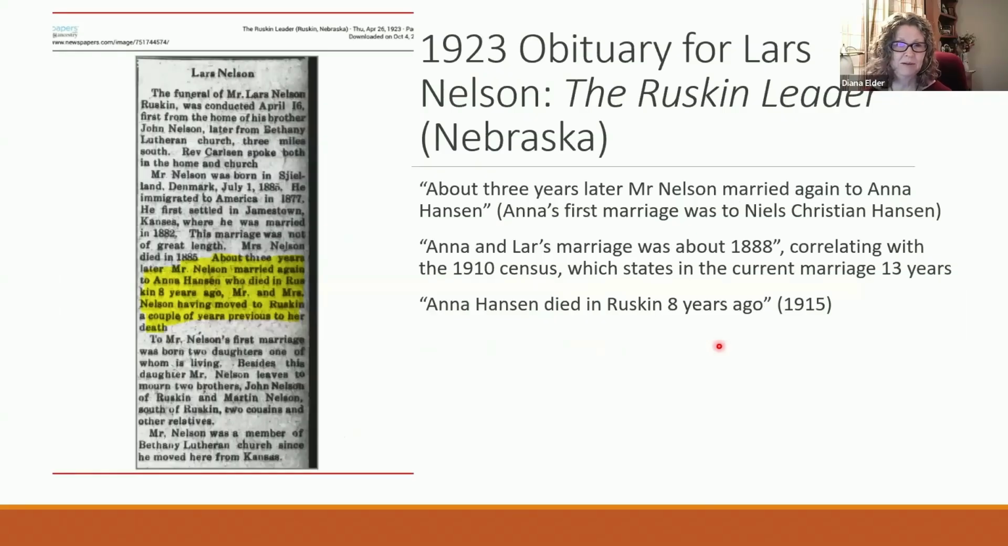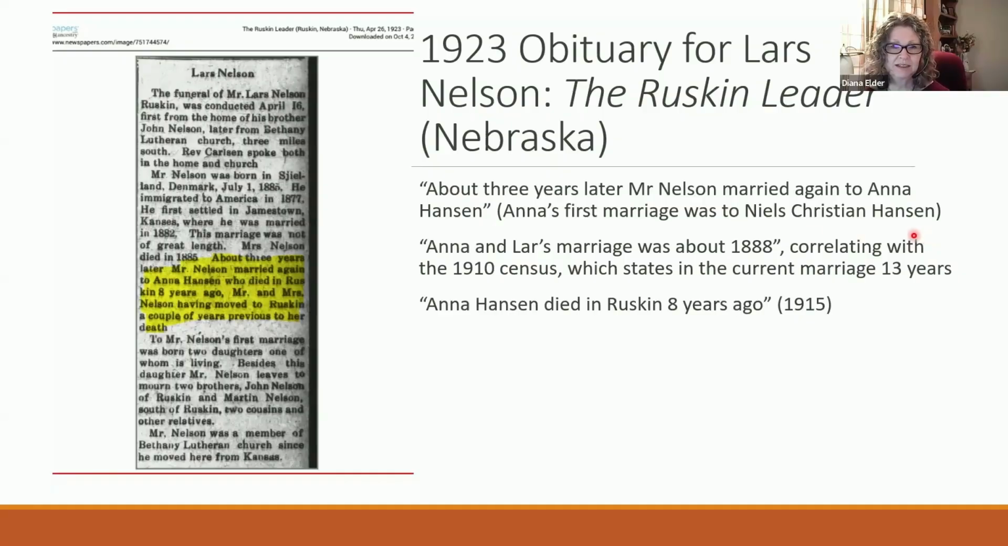And then finally, we have an obituary for Lars. He dies, and the Ruskin Leader, which is out of Nebraska, says, about 3 years later, that his first marriage didn't last long, the wife died, and that Mr. Nelson married again to Anna Hansen. Now, if you remember back to when we first started talking, Anna's first marriage was to a Niels Christian Hansen. So she would have been Anna Hansen at the time of her second marriage to Lars Nelson.